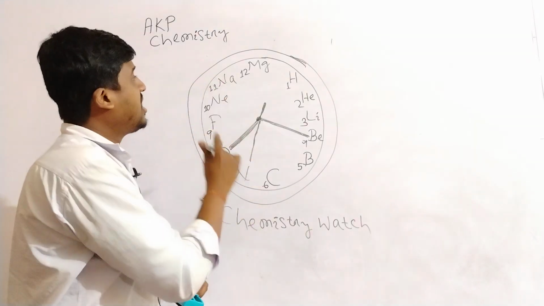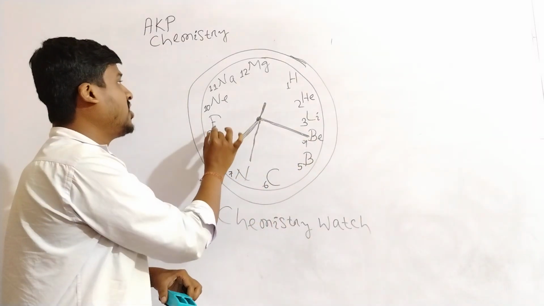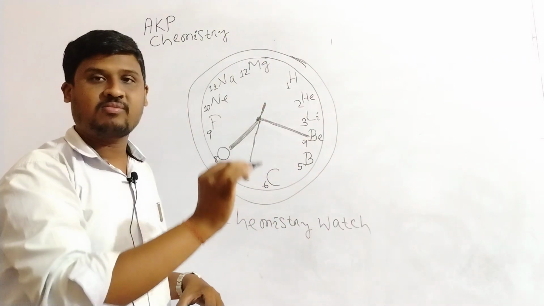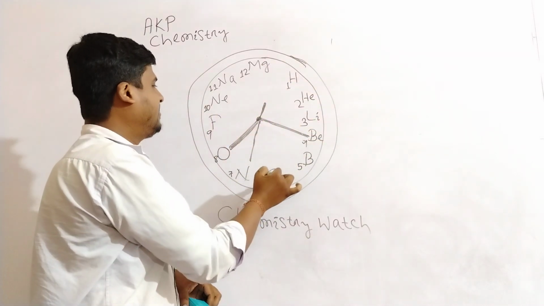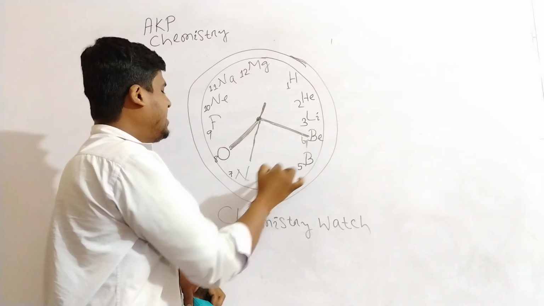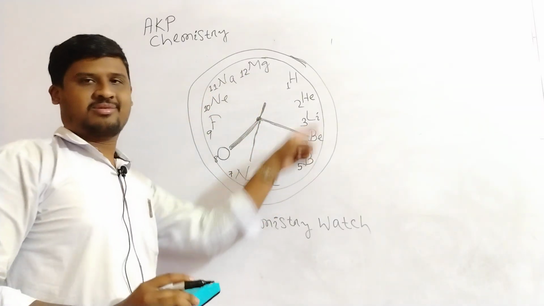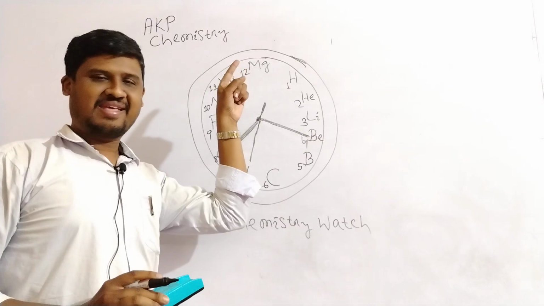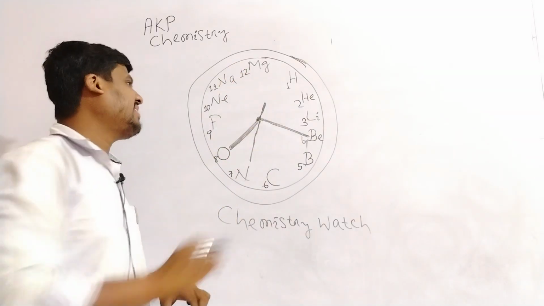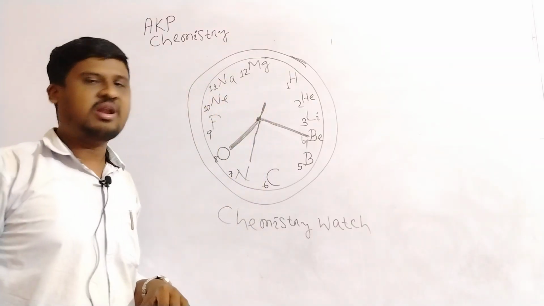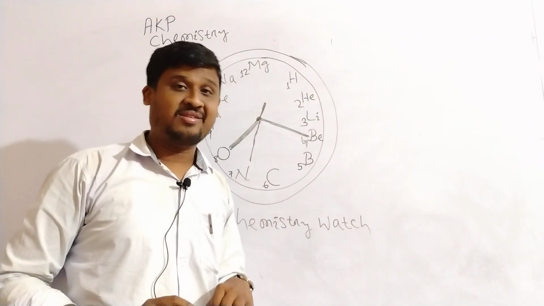And you all know hydrogen, helium, lithium, beryllium, boron, carbon, nitrogen, oxygen, fluorine, neon, sodium and magnesium, and 1, 2, 3, 4, 5, 6, 7, 8, 9, 10, 11, 12. That is the atomic number. So, as you are a chemistry student, you will find out the time now and give it in the comment section.